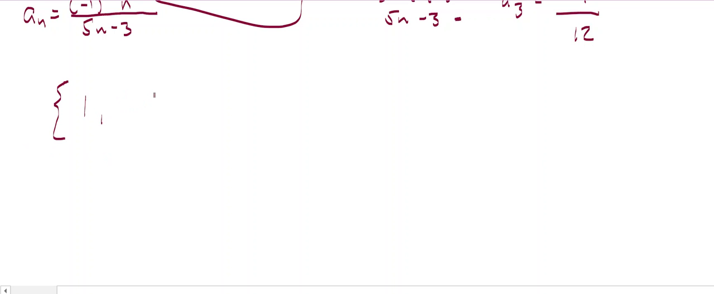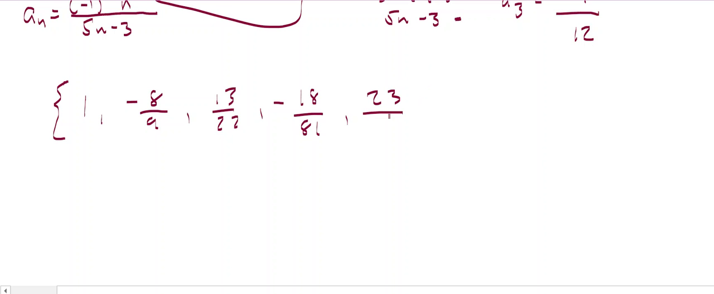Start off with 1, and then a negative 8 over 9, then 13 over 27, then a negative 18 over 81, and then 23 over 243. Okay, so let's consider each of these pieces separately.